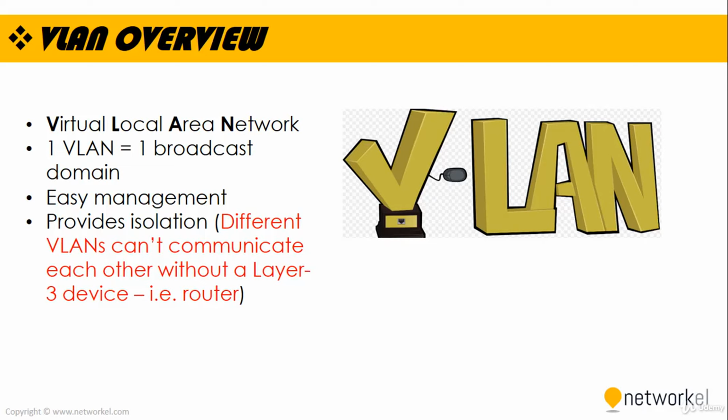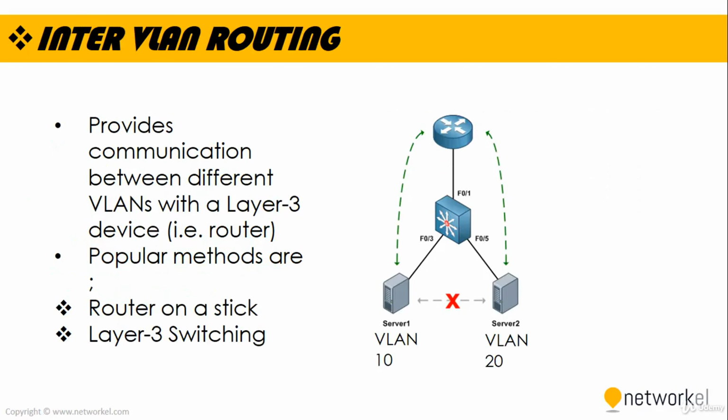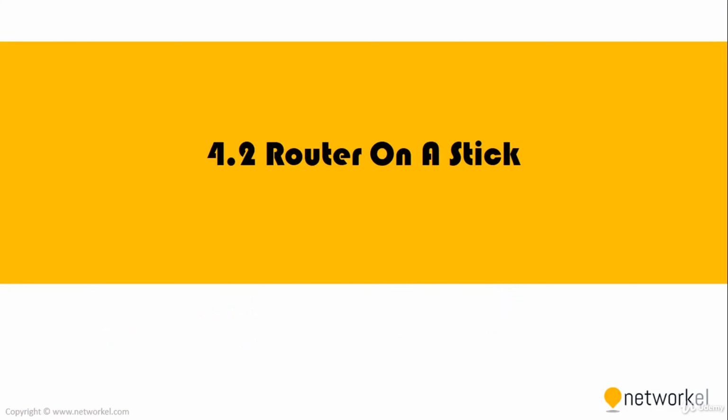A VLAN, a virtual local area network, defines a broadcast domain and provides easy management. It also provides isolation, as you know, and different VLANs cannot communicate with each other without a layer 3 device such as a router, a firewall, or the layer 3 capability of a switch. By using inter-VLAN routing, you can establish communication between different VLANs with a layer 3 device. Popular methods of inter-VLAN routing are router on a stick and layer 3 switching.